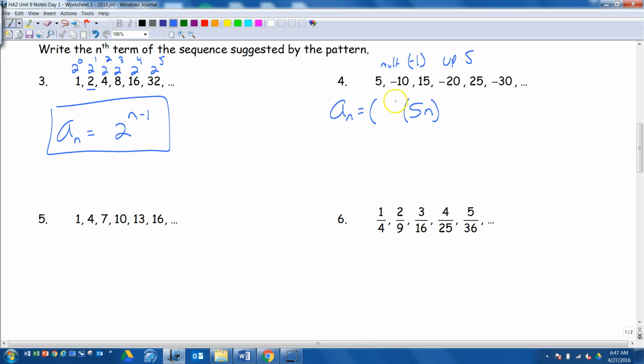But we need it to alternate a negative sign. So we're going to start with negative 1. And again, here's where you have to decide, do I want it to be n or n minus 1? Well, if I put an n there, the first term becomes negative 5, which is wrong. So if I put a minus 1 there, now it becomes positive, and then when it's the second term, it becomes negative. So that is what I want.